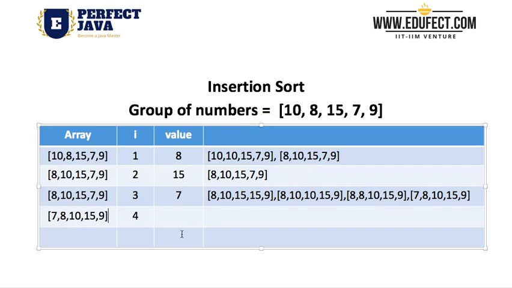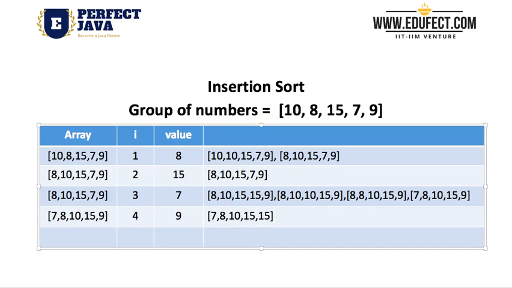And now what is the value we want to insert? It is this value. 9 has not been dealt with so far. So now we need to insert 9 into this array. So we'll start from this position, 15. 15 is greater than 9. So we need to push it to the right. So how will we push it? So 7, 8, 10, and 15 is pushed to the right.